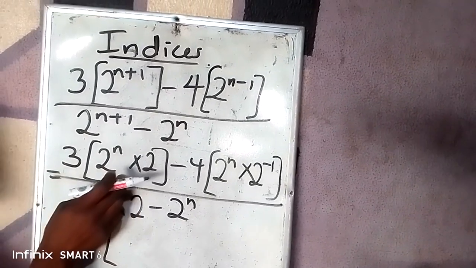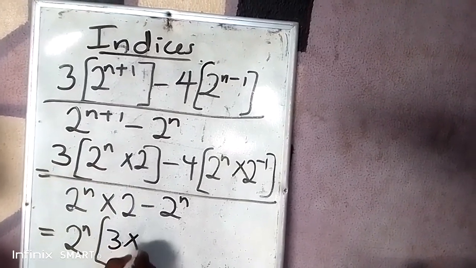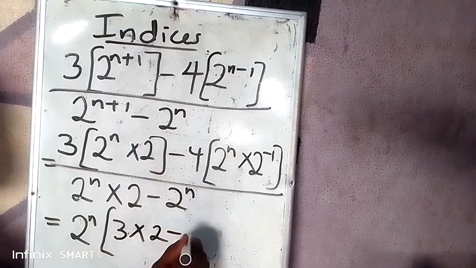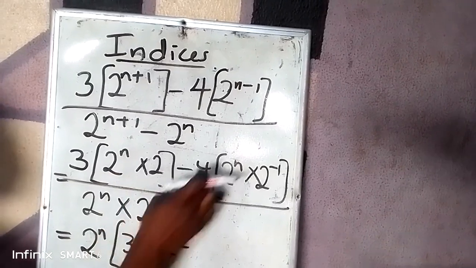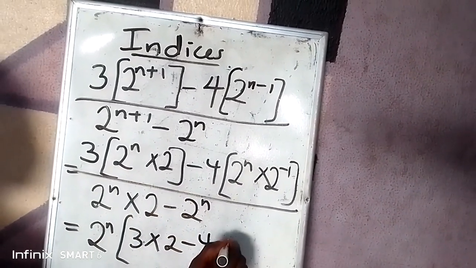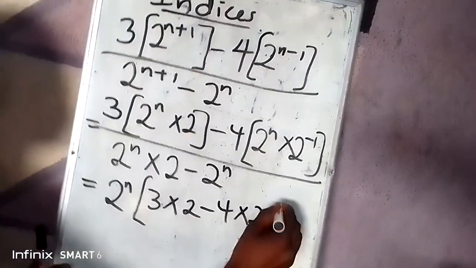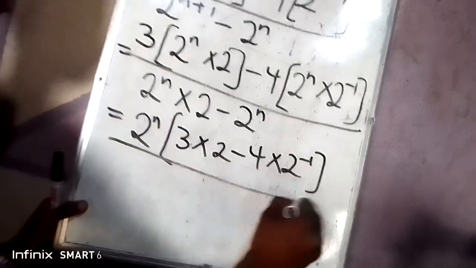So I'll bring 3 inside. That's 3 times 2 minus. Now I've brought out these 2 raised to power n. I'll factorize it together. So before also we enter 4 times 2 raised to power minus 1, all over.